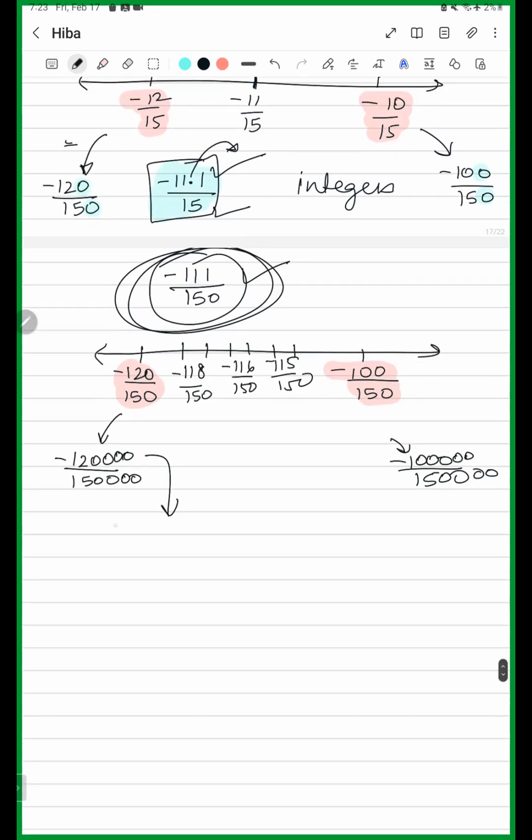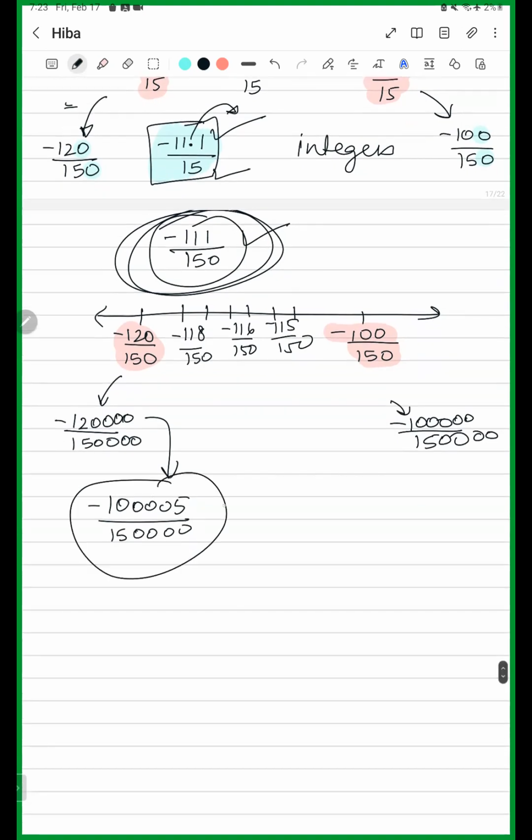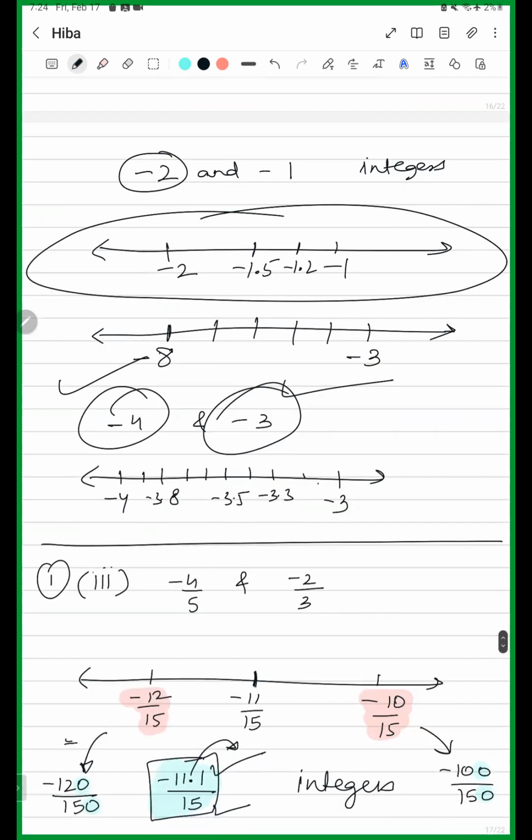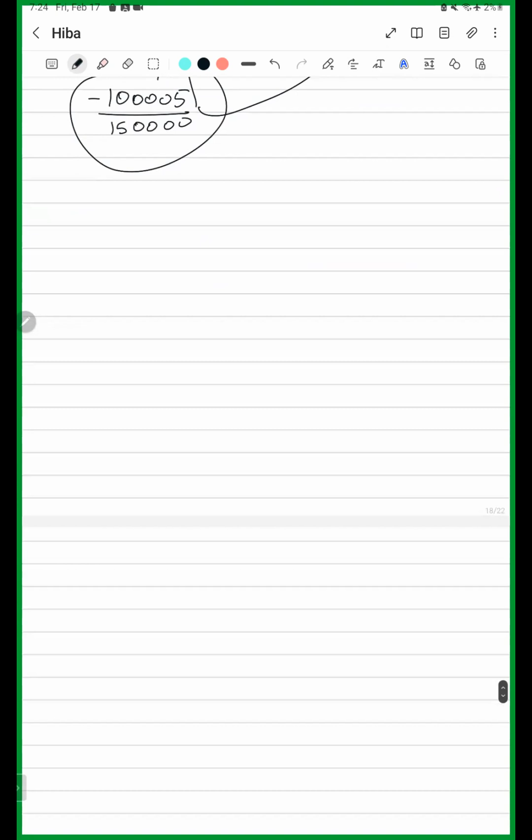For example, let me give you an example. -120001 by 150000. Not 1, sorry. -1005, let's say. This is also a number, a rational number, and it lies between this and this, somewhere here. Right? Yeah, I understand. Good. So do all the remaining questions, you will be able to do them, right? Yeah. I will just add the last one. Okay.